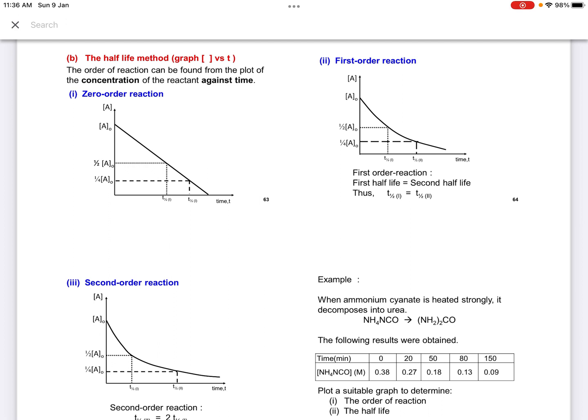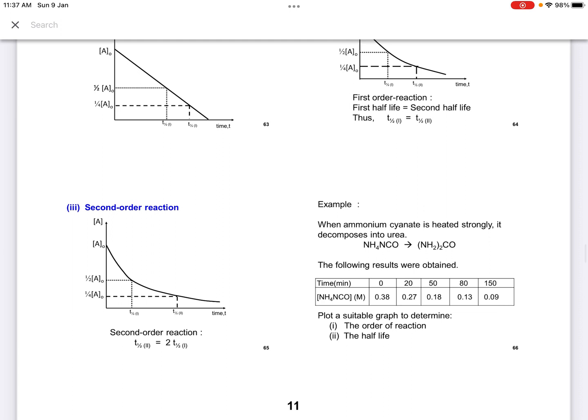So, kalau kita plot graph ini, iaitu concentration versus time, dan kita dapat curve, dia boleh first order, dia boleh second order. Tapi bezanya adalah half-life. Kalau first order, half-life dia constant. Kalau second order, half-life dia akan double.